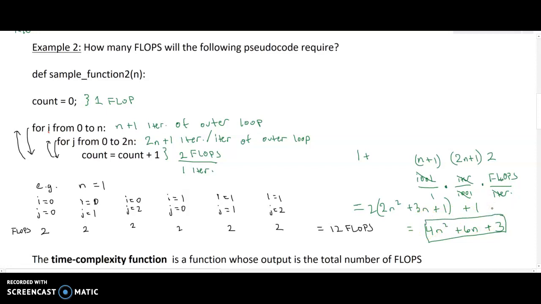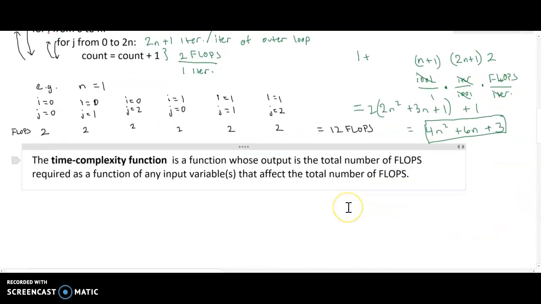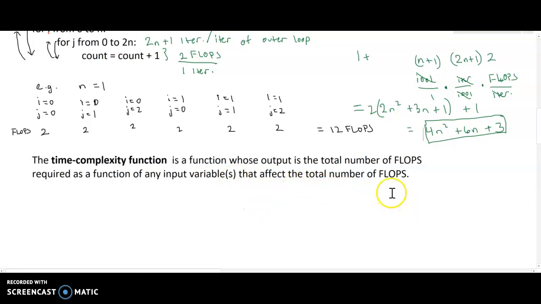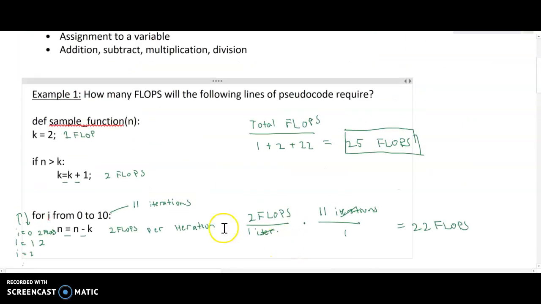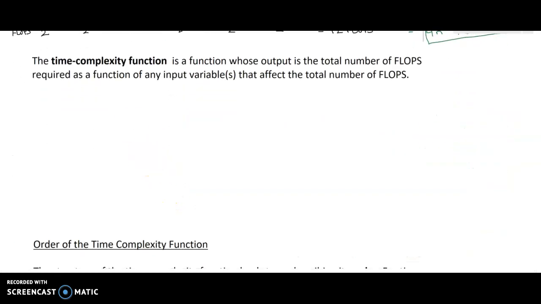Now, the fact that it's quadratic is going to be important because that's going to help us define the time complexity of that function. So the time complexity function is a function whose output is the total number of flops required as a function of any input variables that affect the total number of flops. So you notice that here our time complexity function would really just be a constant 25. Again, worst case. So we would write, for example, 1.